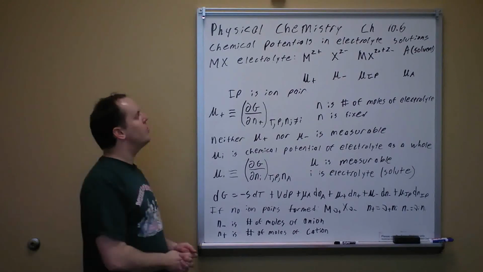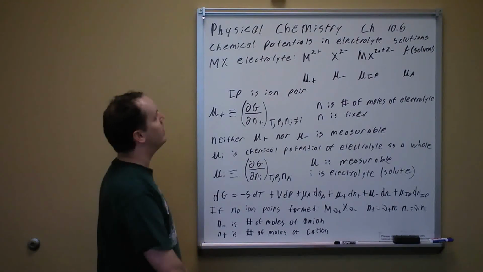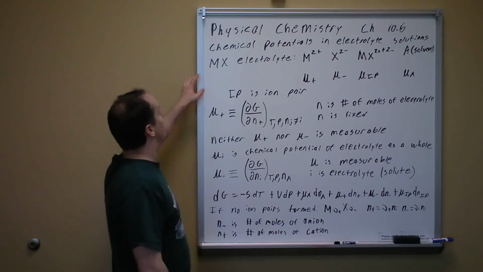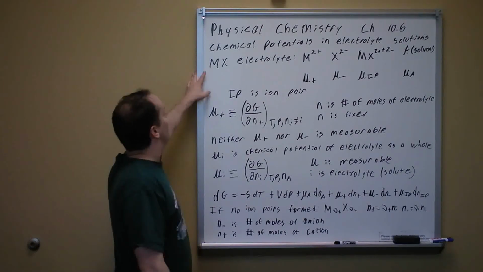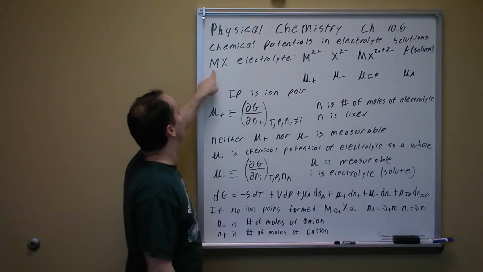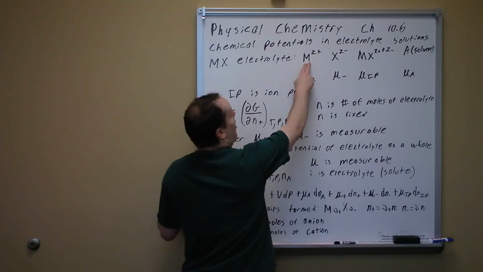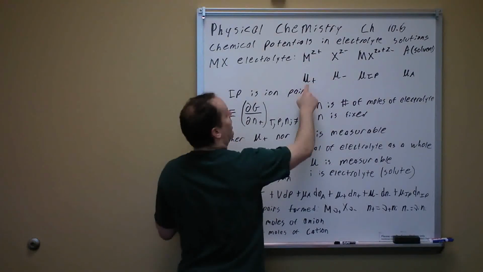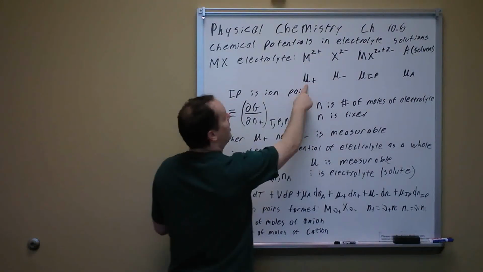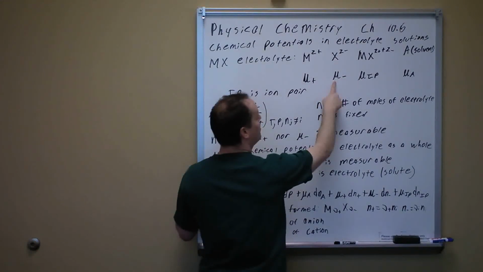Okay, this is Physical Chemistry, Chapter 10. We're continuing Section 6. We're learning about electrolyte solutions. Now we're going to talk about chemical potentials in electrolytes. Now, we showed how electrolytes have the form MX, where M is the metal and X is the non-metal. So, for our metal cation, we're going to have a chemical potential mu plus. And then for our non-metal anion, we're going to have a chemical potential mu minus.